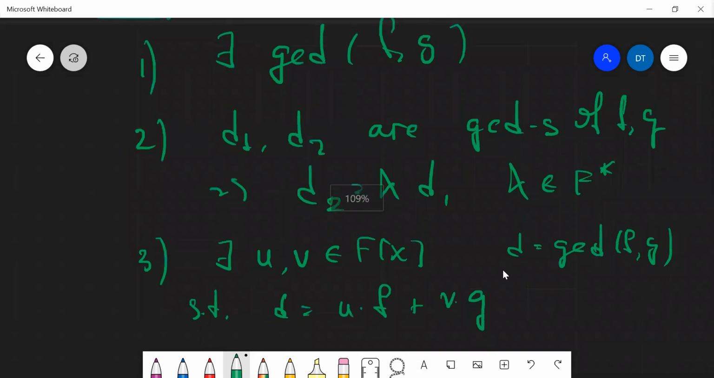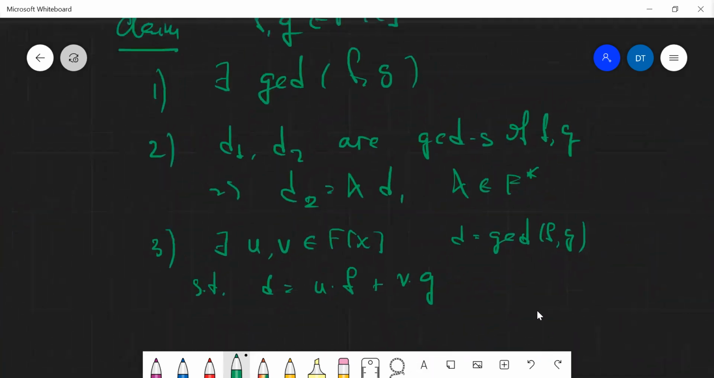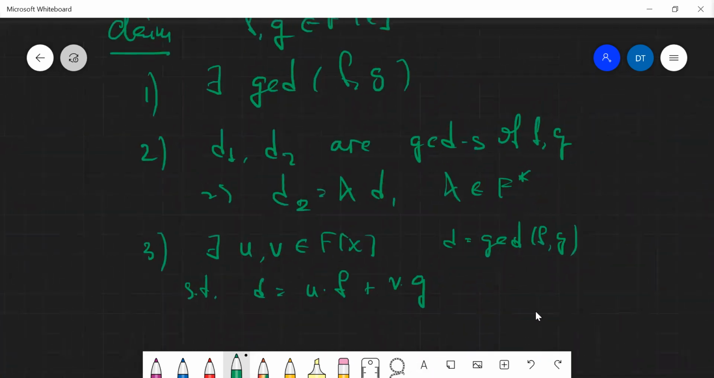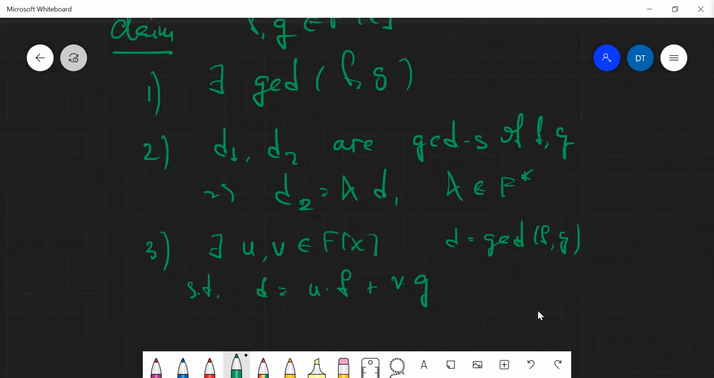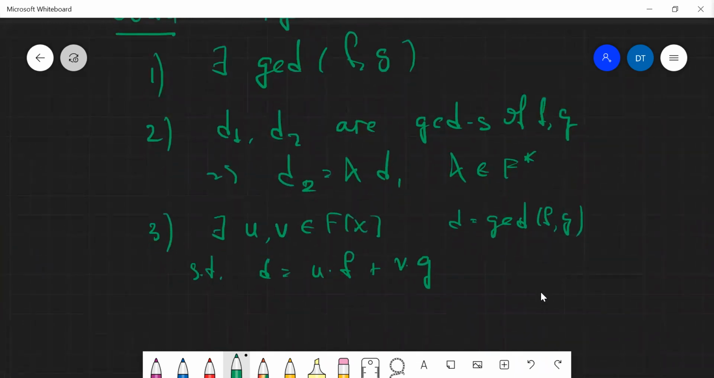Okay, so these are all properties of the greatest common divisor that I want to use. I'm not going to prove this because this is just a waste of time, since the proof is exactly the same as you do for the integers. So the proof is the same as for integers.